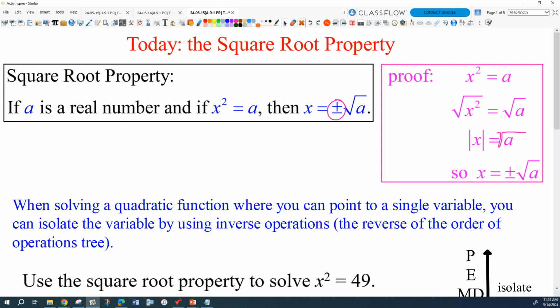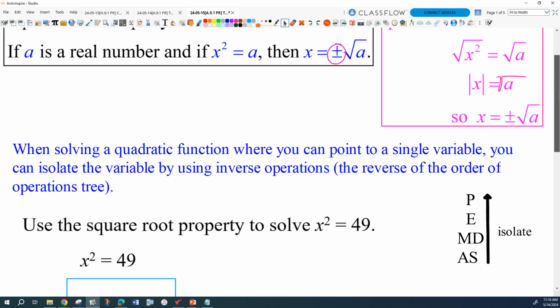Everything in that pink box, you don't have to do that every time. That's just my proof that the plus or minus is there. You just have to remember that when you square root both sides of an equation to include the plus or minus. Okay, why is this such a big deal?